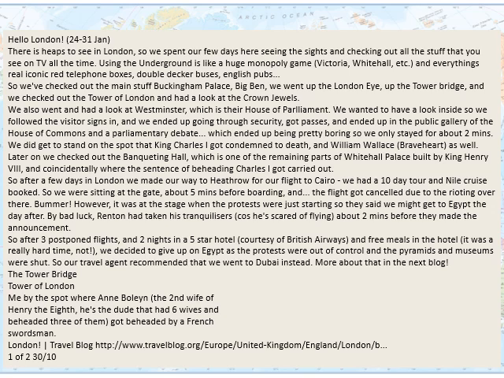By bad luck, Renton had taken his tranquilizers because he's scared of flying, about 2 minutes before they made the announcement. So after 3 postponed flights and 2 nights in a 5-star hotel, courtesy of British Airways, and 3 meals in the hotel, it was a really hard time, we decided to give up on Egypt as the protests were out of control and the pyramids and museums were shut, so our travel agent recommended that we went to Dubai instead. More about that in the next blog.